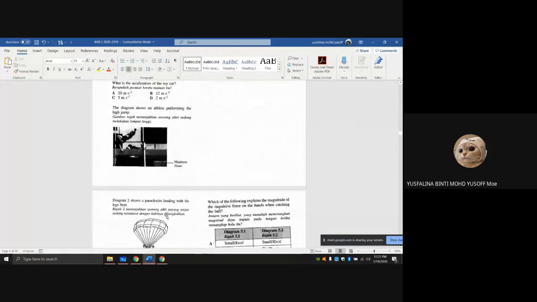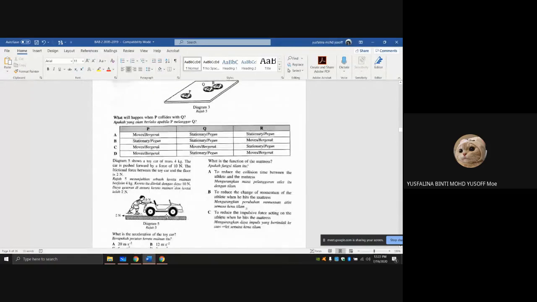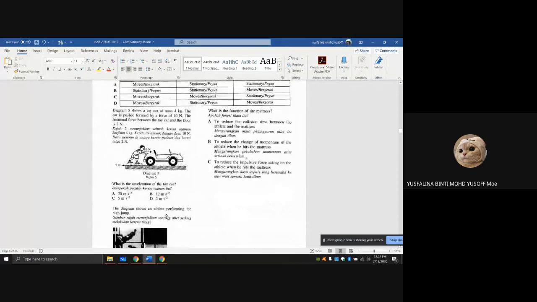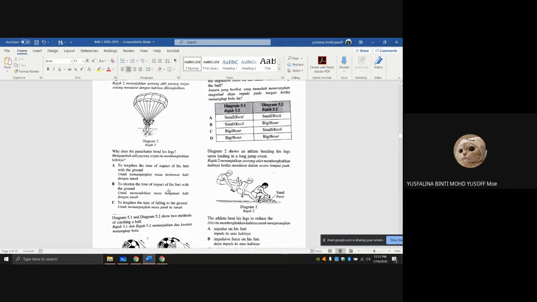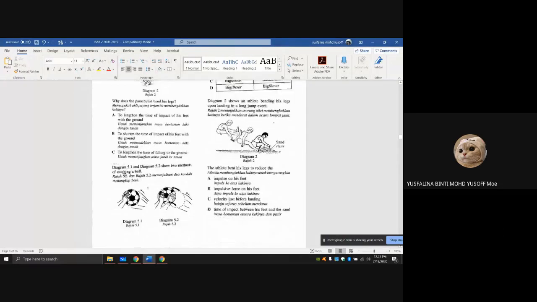This diagram shows an athlete performing the high jump. So what is the function of the mattress? Of course, the answer is C, to reduce the impulsive force acting on the athlete when he hits the mattress. For this one, diagram 2 shows a parachutist landing with his legs bent. Why does the parachutist bend his legs? Of course to lengthen the time of impact of his feet with the ground. So the answer is A.